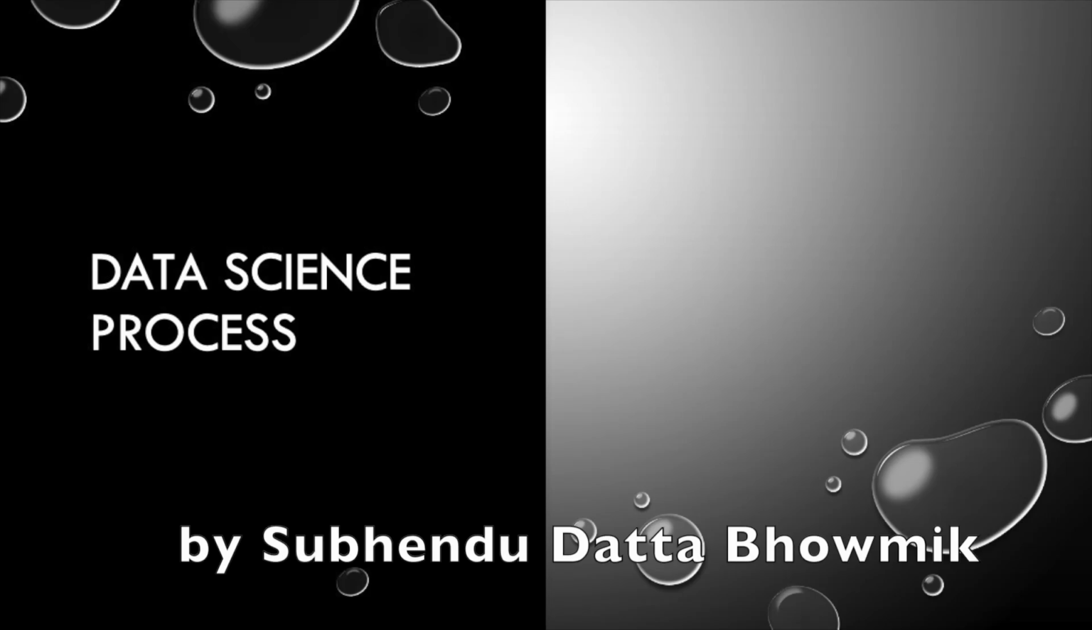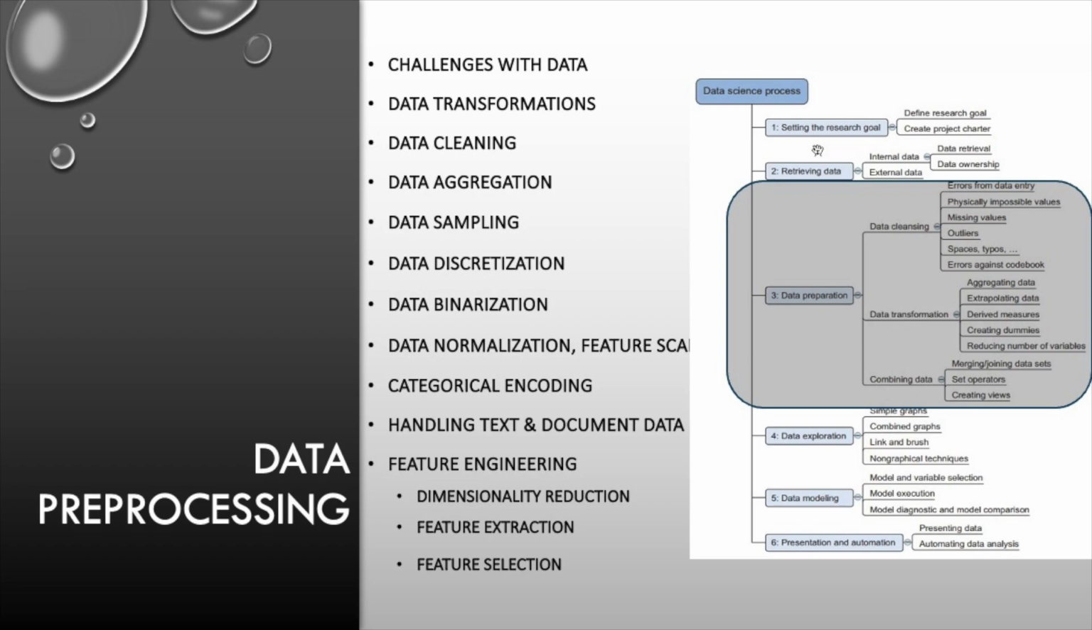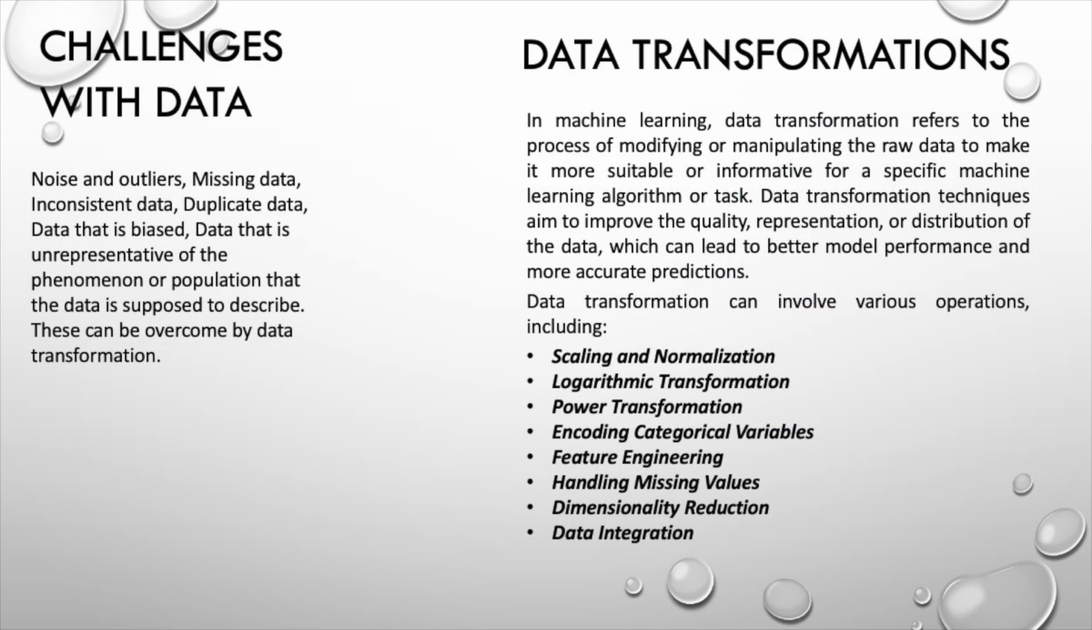Data preprocessing is one crucial step of the data science process. Challenges with data include noise and outliers, missing data, inconsistent data, duplicate data, data that is biased, and data that is unrepresentative of the phenomenon or population that the data is supposed to describe. These can be overcome by data transformation.